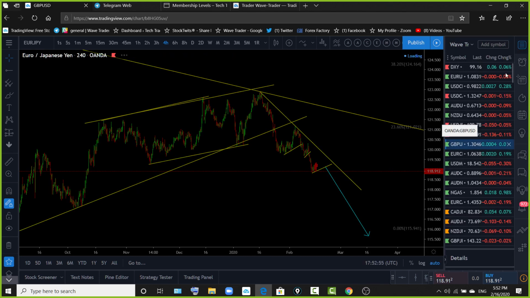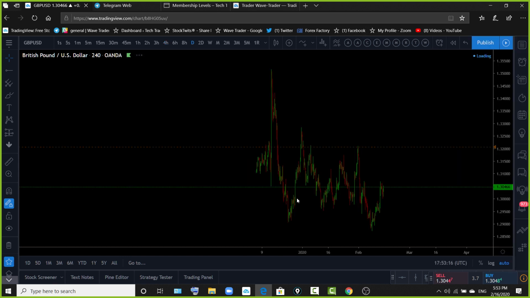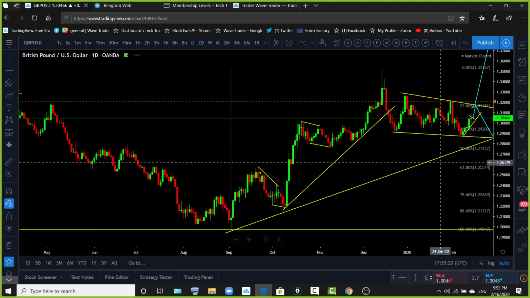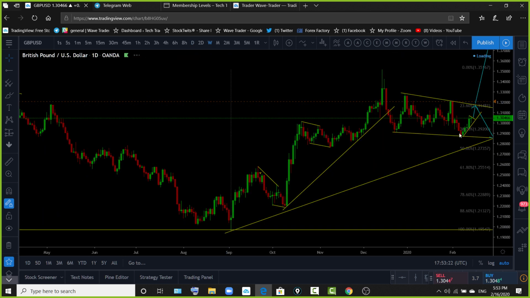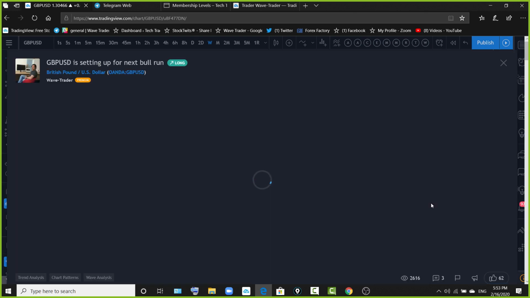Pound dollar. So let's go to the daily time frame. Go to the weekly time frame. That's the updated chart.